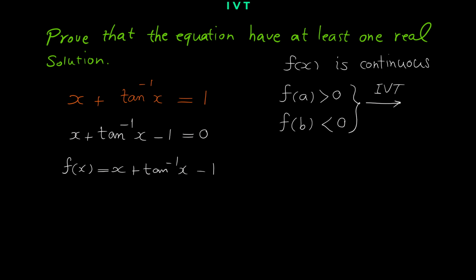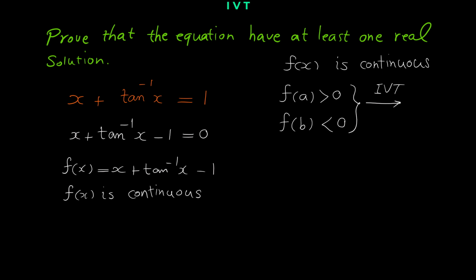After you define f of x, you have to check the continuity of f of x, because this is the condition that you need for using IVT. Obviously, this function is continuous. X plus tangent inverse of x minus 1 is a continuous function. X is a continuous function. Tangent inverse of x is continuous on all real numbers. And minus 1 is a constant function, so it is continuous. So you need to mention that f of x is continuous.